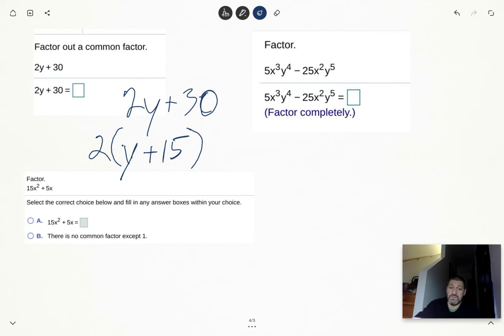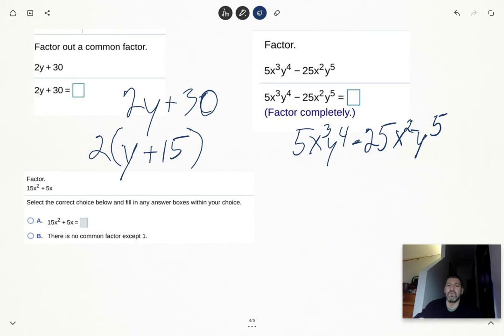Okay, let me write this whole thing out here real quick. 5x to the third, y to the fourth, minus 25x squared, y to the fifth. My pen's running out of batteries here.